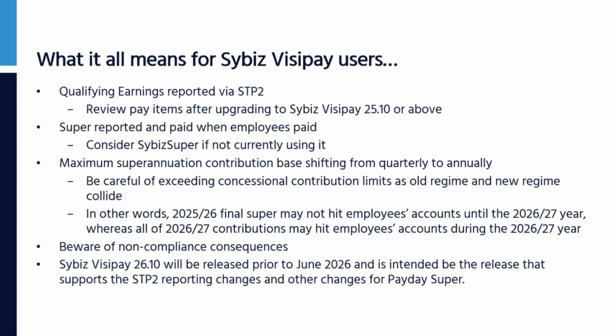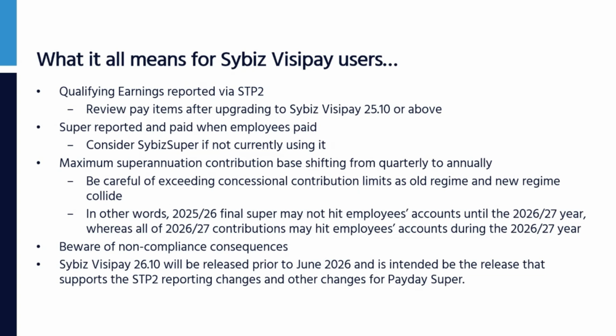The other change that's happening is the maximum super contribution base is shifting from quarterly to annually, which is a pretty good change, because it is a bit of a tricky thing to keep track of. So having it move to annual makes a lot more sense from a software developer's perspective, and hopefully from an employer's perspective as well.